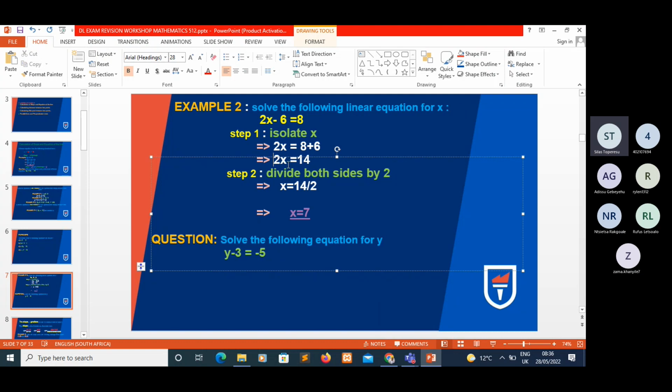So here, if I have 2x is equal to what? 2x is equal to 14. I need to eliminate so that I am left with only x. So I divide this one by 2. If I divide by 2, I'm going to be left with x.